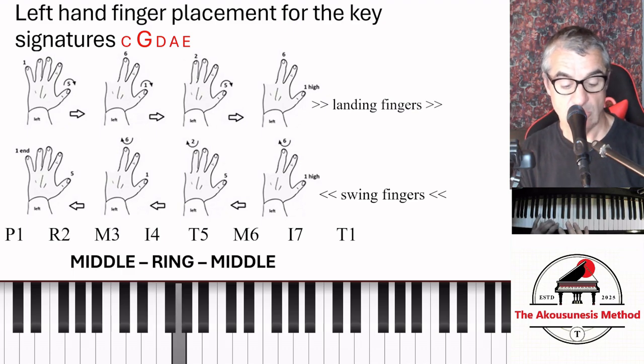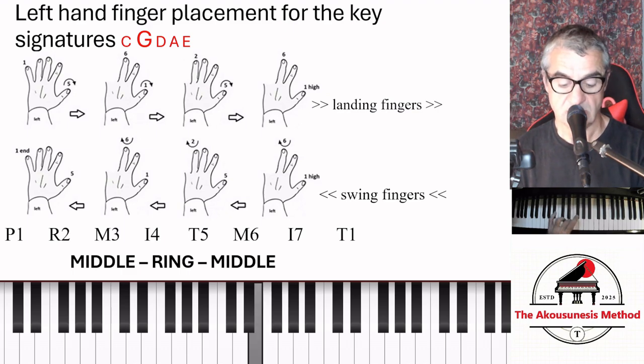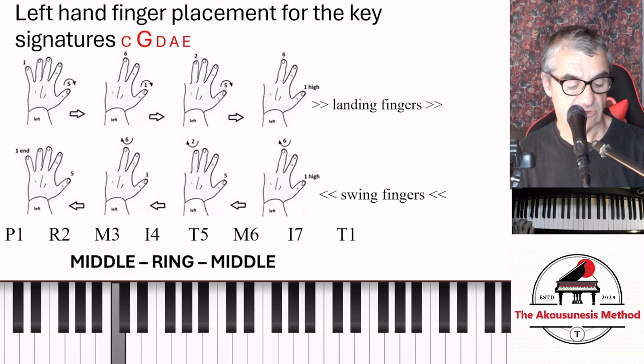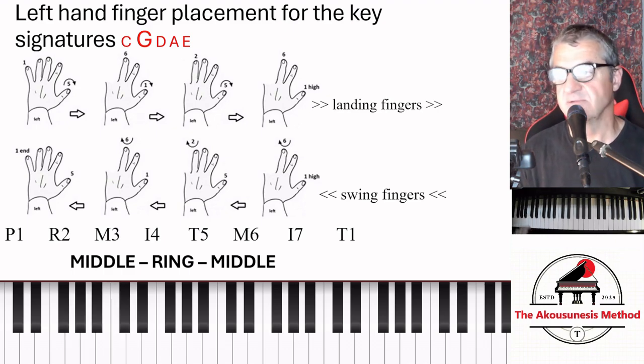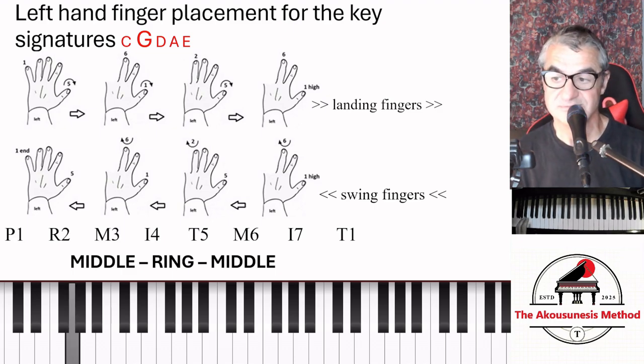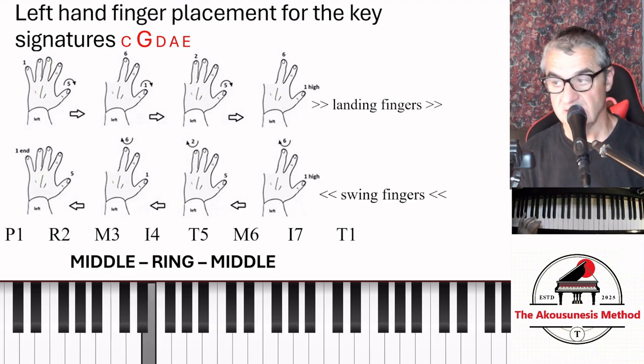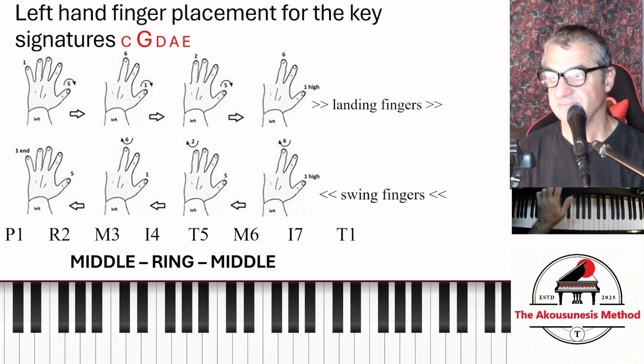Middle, ring, middle, middle, ring, middle, and roll back. Okay? So middle, ring, and we have the formula there, P1. First interval, second interval is the ring, third is the middle, index is the fourth, fifth is the thumb, and then we're on middle again, right? On the 6, and then we have the 7, I7, and back to the 1, T1. All right.